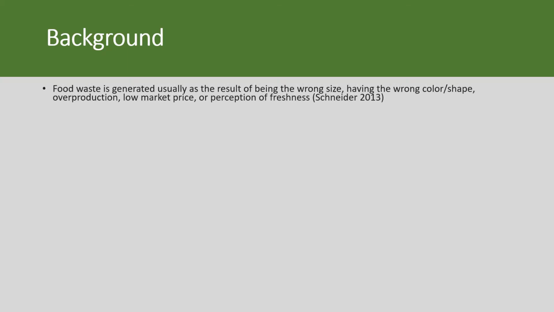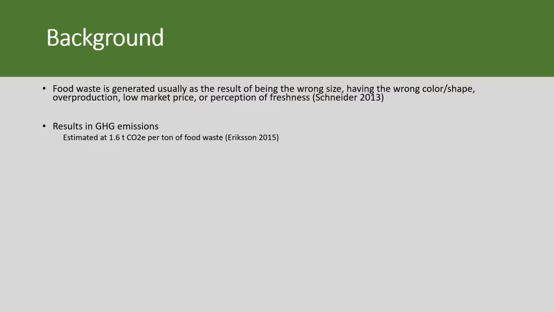Firstly, food waste is generated usually as the result of either being the wrong size, having the wrong color or shape, overproduction of the product, a low market price, or a specific perception of freshness. There are several issues surrounding food waste. The first is that it results in greenhouse gas emissions. It's been estimated that 1.6 tons of CO2 are released per ton of food waste.